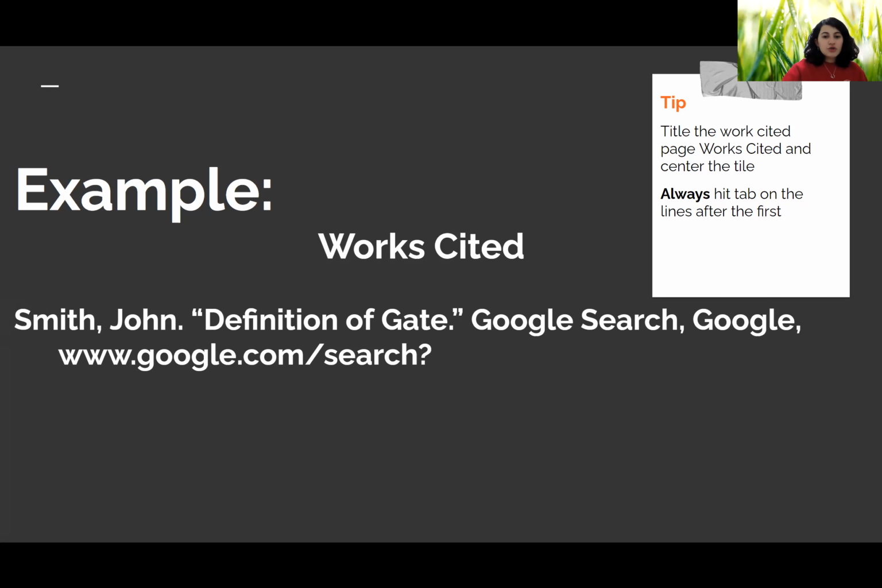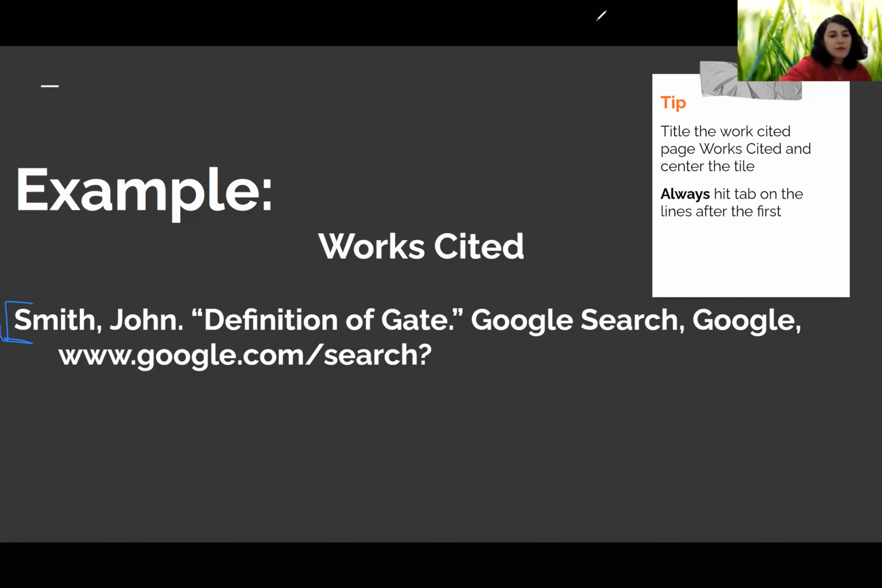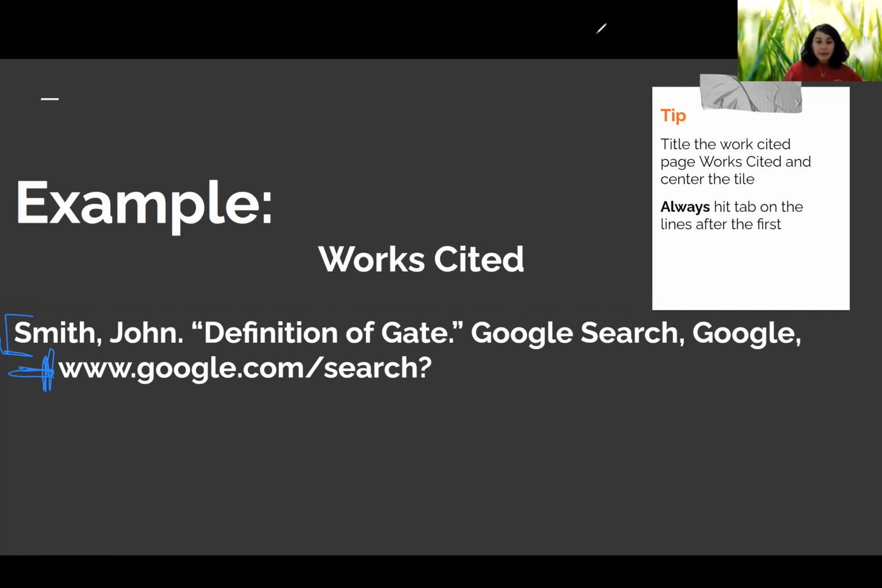Something else that you should know when writing a works cited is that after this first line right here, you have to indent. Essentially what indenting is, is clicking your tab button, just like how you would start a paragraph, and you do that after the first line to all the lines. Let's say there was another line of text here, you would still have to indent it.